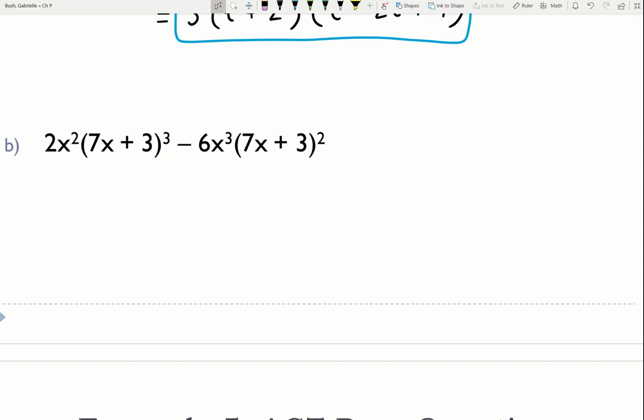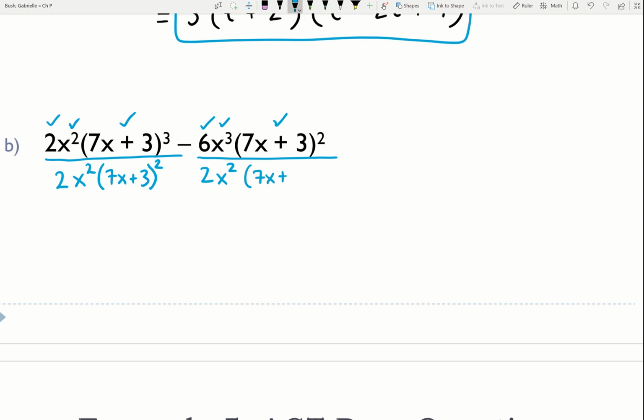For the next one, again, always look for a GCF. Now, your GCF could be a binomial, and I definitely think that that's a possibility here. So let's just start at the very beginning. We have a 2 and a 6. We can factor out a 2 from both of those. Next, we have x squared here and x cubed there. Both of those can give up at least x squared. And then we've got these binomials, right? We've got 3 copies of 7x plus 3 in the first group, and then we've got 2 copies of 7x plus 3 in the second group. So both of them can give up at least 2 copies. So we'll go ahead and say that this is our GCF right here.